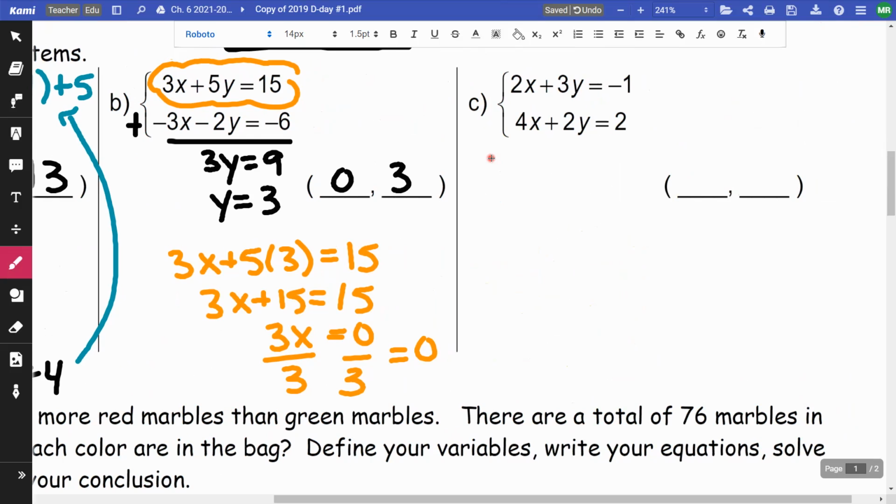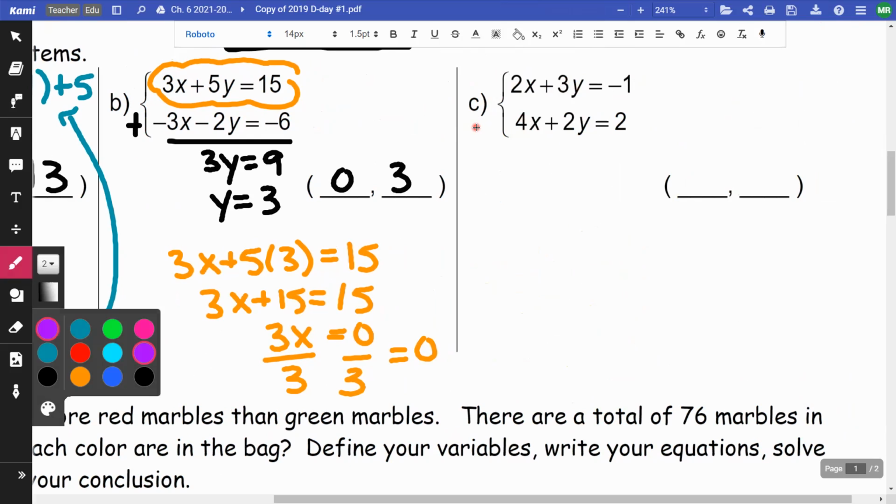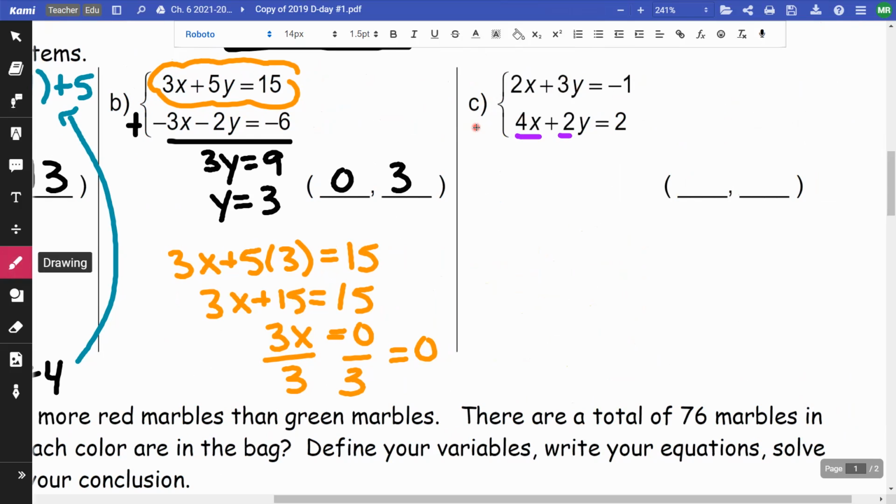On C, both of these are in standard form. I need to multiply one or both equations so that I can get rid of either my x's or y's. I actually can multiply the top one by a -2. But again, I'm just going to show another method. I noticed that each of these is divisible by 2. So I'm actually going to divide it by a -2, a -2, a -2.